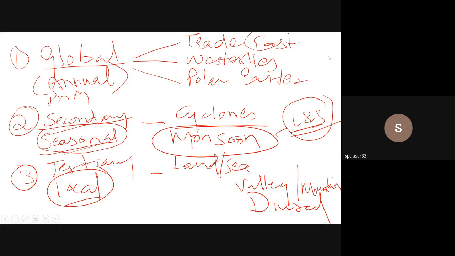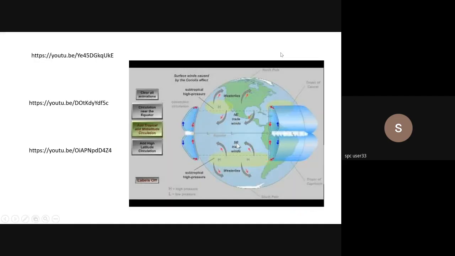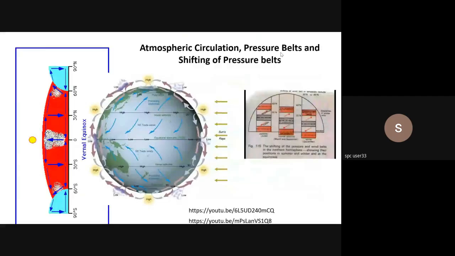Now, we have done the atmospheric circulation. Based on the atmospheric circulation, we know that you have pressure belts, and between the pressure belts, you have global winds. We did this also. And now there is something that we have to understand further. You'll see that this is an animation. I'll just allow it to run a bit and then I'll tell you what is actually happening.